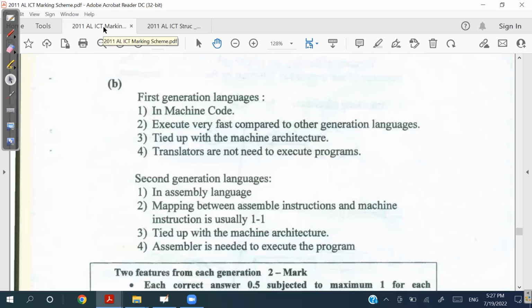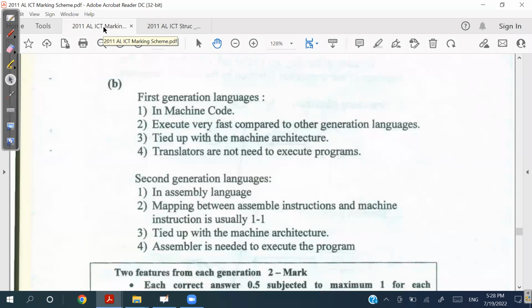And since it is written in ones and zeros, it is always tied with the machine architecture or the CPU architecture, which means if you are going to execute the same program on another processor, you have to rewrite that program to fit that particular processor. So we can simply say this is CPU dependent or machine dependent code. And definitely no translators are needed because it is written in ones and zeros.